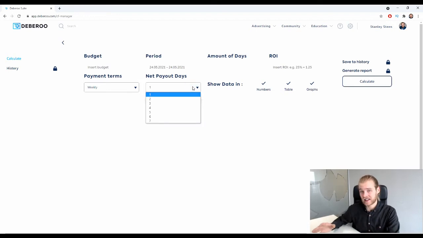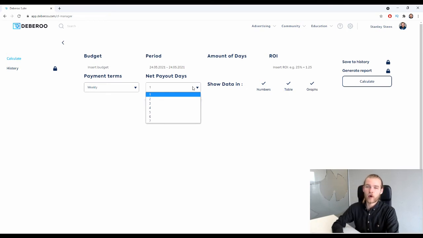This is going to be different for every affiliate network. Basically what it does is, when you receive a payout weekly or monthly, it usually takes a couple of days for the affiliate network to transfer their money to your bank account. That could be because they're holding the money for a while, or because they need to transfer it and there's some time in between.